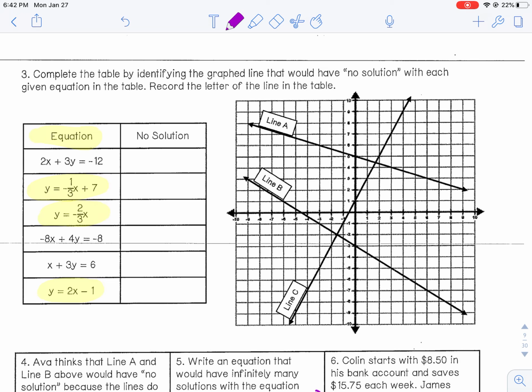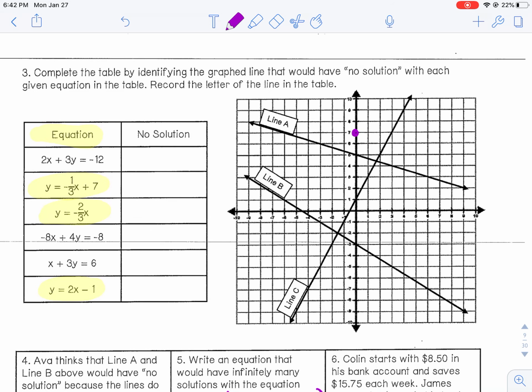So the first one that we have highlighted, we are going to start at 7. Our slope is -1 over 3, so we're going to go down 1 unit, to the right 3 units. Okay, and continue to go down 1 to the right. Okay, and you can see, or at least I hope you can see, that it is running parallel to line A. Okay, and I guess I should have gone over the instructions a little better than I did. It says complete the table by identifying the graph line that would have no solution, which means parallel lines, with each given equation in the table.